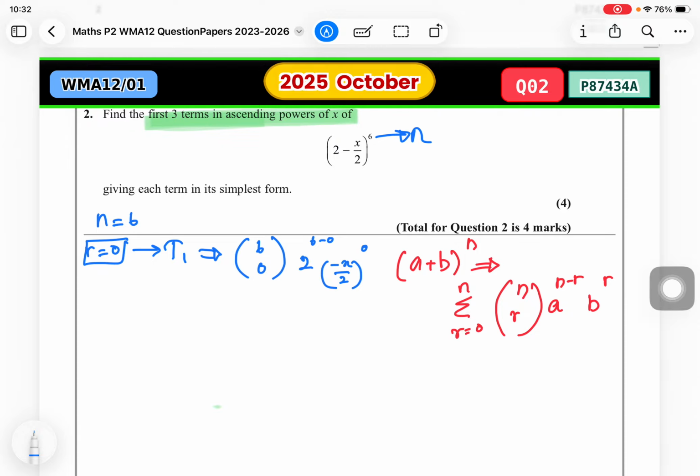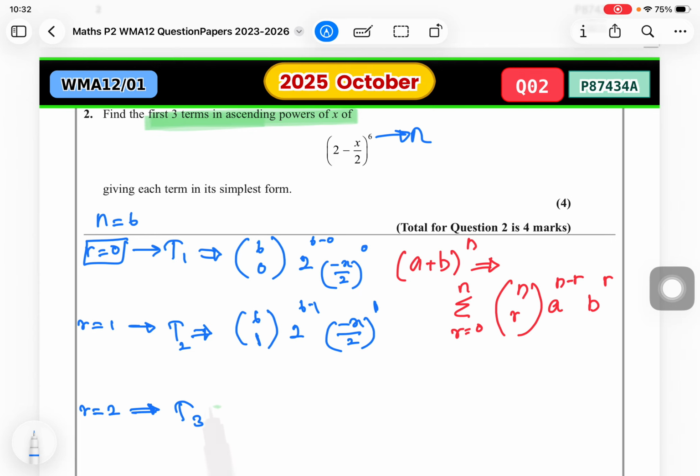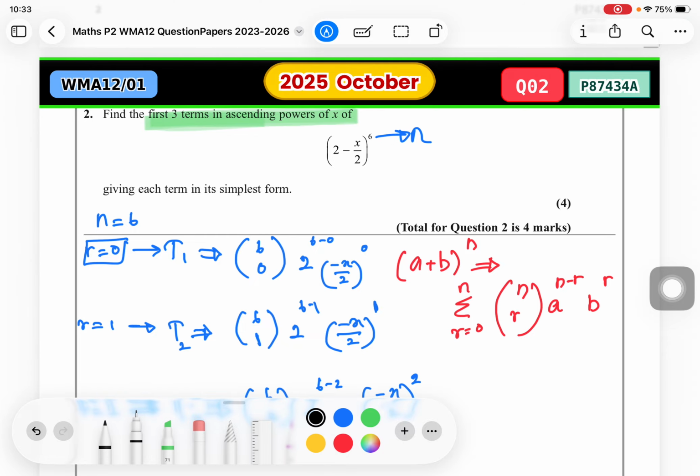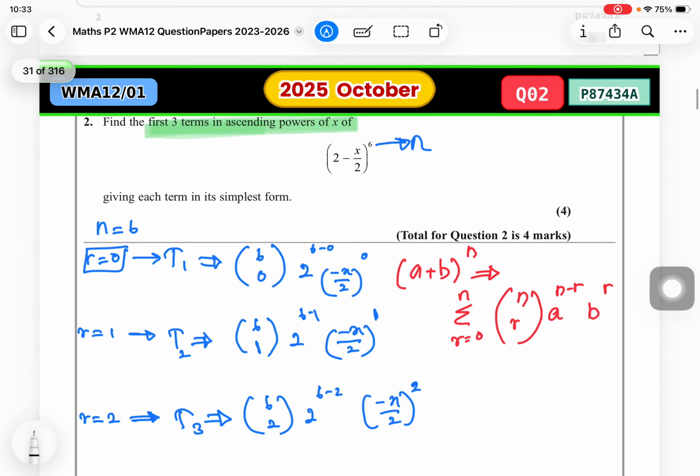to the power 0. Similarly, when r equals 1, what we would have is T2, which would be 6C1, 2 to the power 6 minus 1, and negative x divided by 2 to the power 1. And when r equals 2, which gives you T3, that would be 6C2, and 2 to the power 6 minus 2, and negative x divided by 2 to the power 2. So similarly like this, we can get the answers.